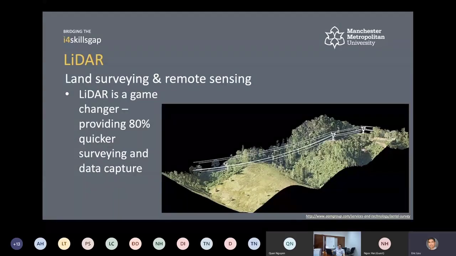LiDAR, again, in remote sensing, I did mention. To my friends in surveying, it's a game changer. As I said, one scan now can go up to 800 meters. In the past, it only went for 200 meters. So one scan is now equivalent to 4 scans done in the past. And we are using LiDAR scanners to scan buildings. I can show you some demonstration later on.